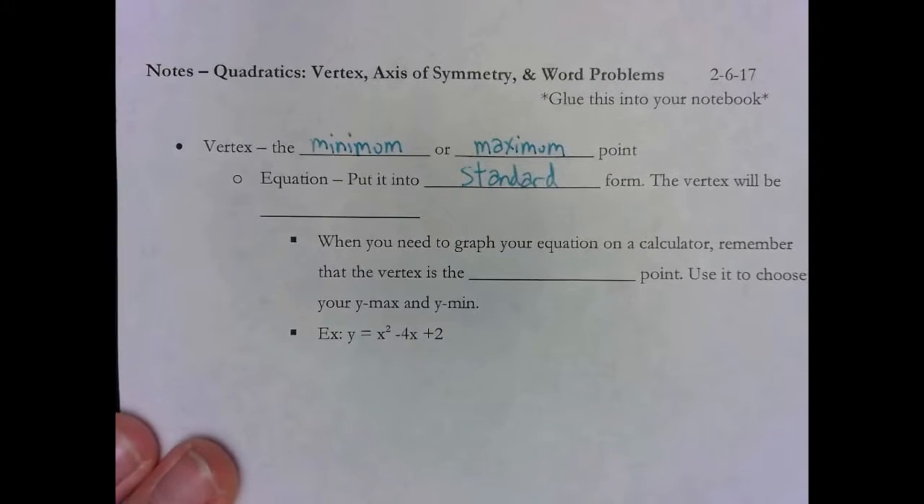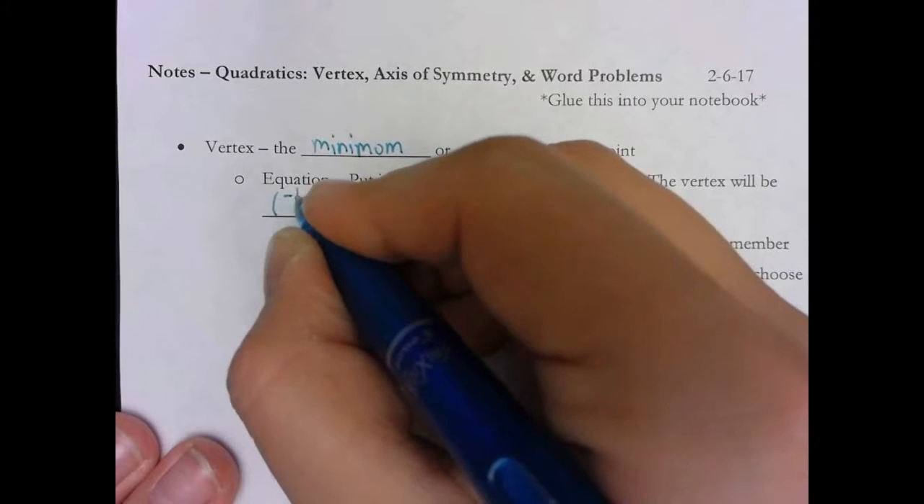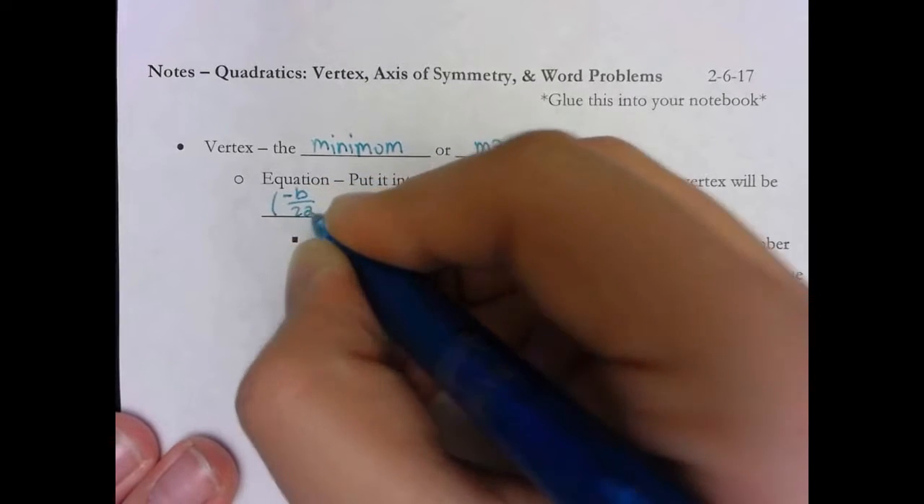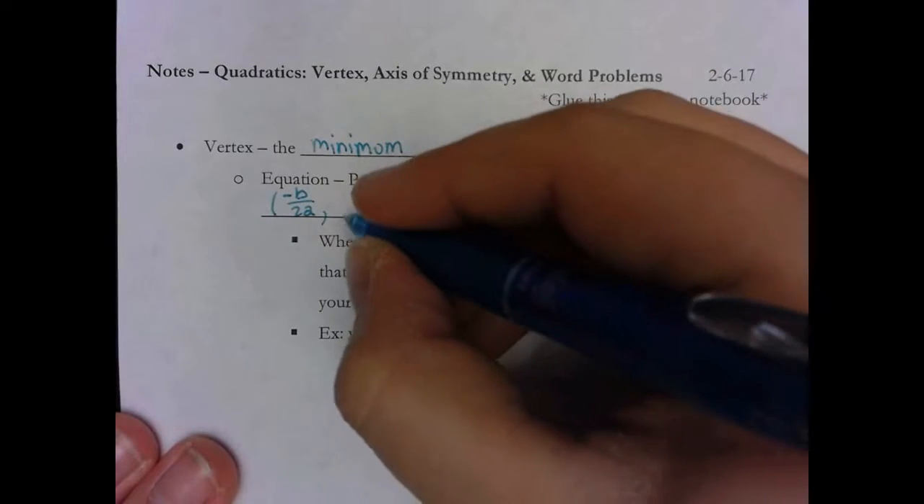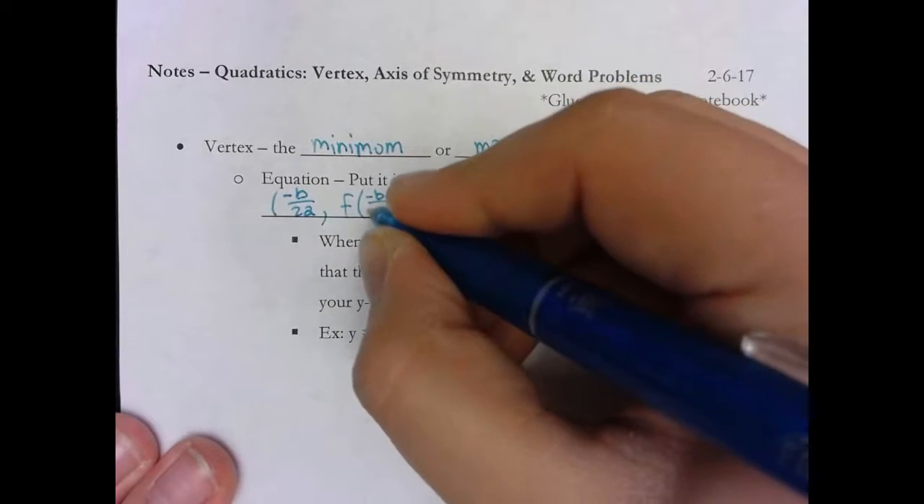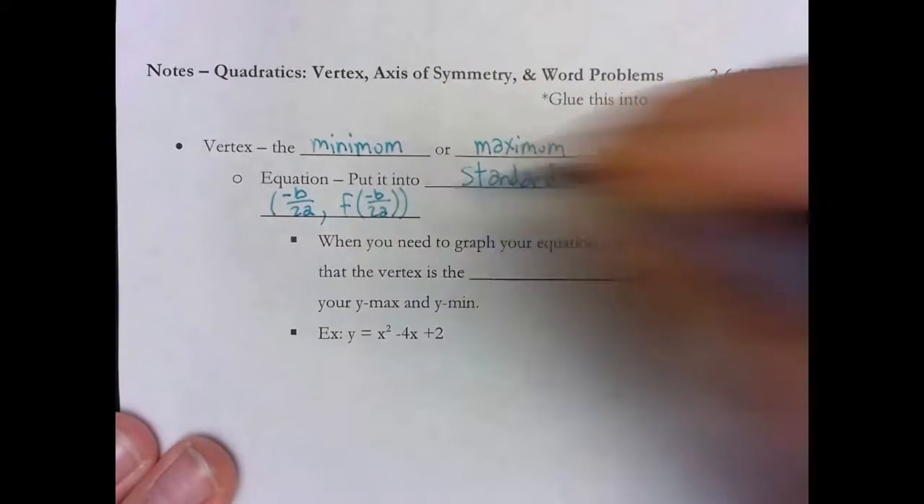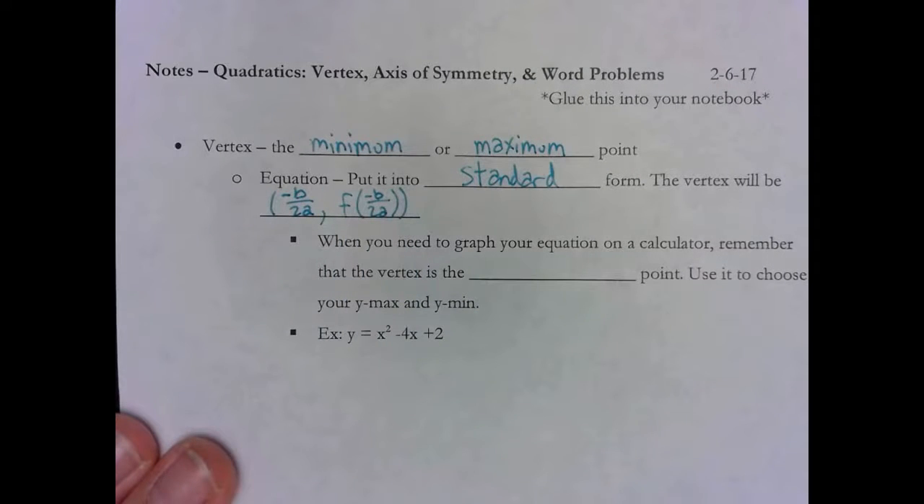And the vertex will be this for your coordinates. The x-coordinate will be negative b over 2a. And your y-coordinate is whatever y goes with that, which we call f of negative b over 2a. And if you don't get what I mean by this, don't worry, you'll see what I mean in just a moment.